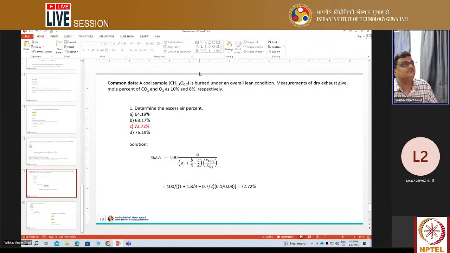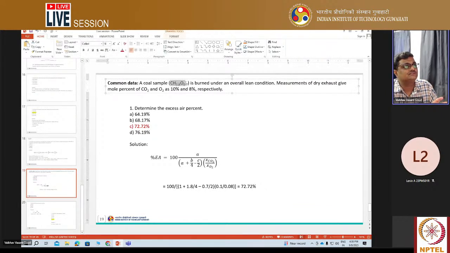Similarly, with the help of this example, we can calculate the dry exhaust, because this is the coal which is burned under the overall mean condition, and the measurement of the dry exhaust gives mole percent of this much. With the help of this, we have to calculate the excess air percent. The percentage excess air formula is a simple formula. Here, as we know, C_aH_bO_c, so this is b, this is c, and a is 1.